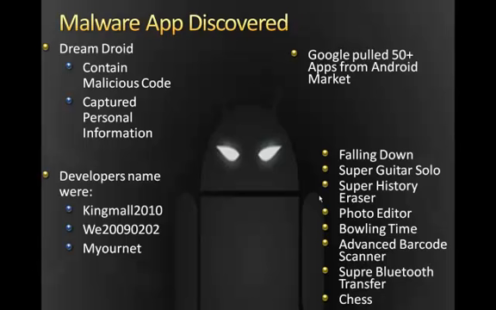A couple of these apps are Falling Down, Super Guitar Solo, Super History Eraser, Photo Editor, Bowling Time, Advanced Barcode Scanner, Supri Bluetooth Transfer, and Chess. I don't know if Supri is misspelled and it should be Super, but I copied that from the website of Lifehacker.